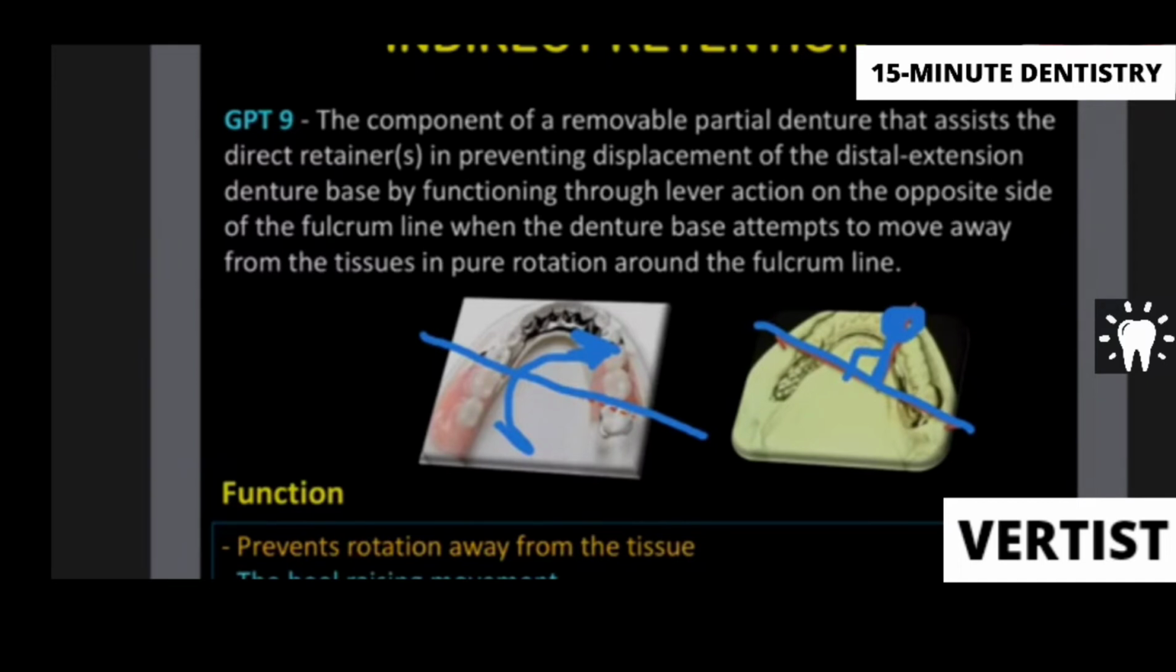So indirect retainer, again, very, very important. It assists the direct retainer in preventing displacement of your distal extension denture bases. And remember, indirect retainers are only used in class 1 and class 2 distal extension cases. That is the choice of components specifically used only in Kennedy's class 1 and class 2 situations.